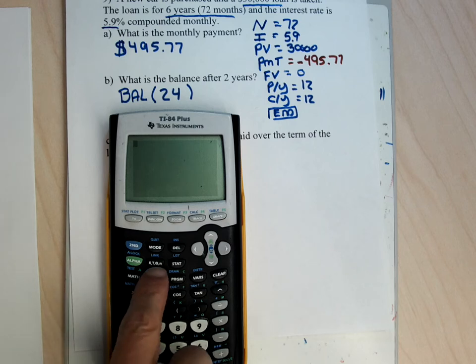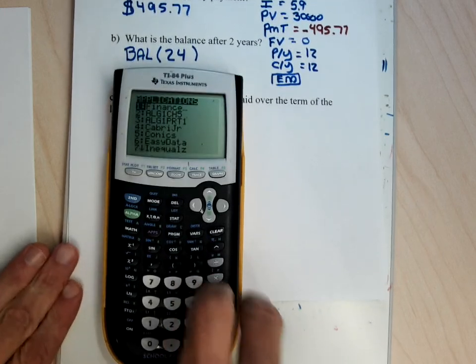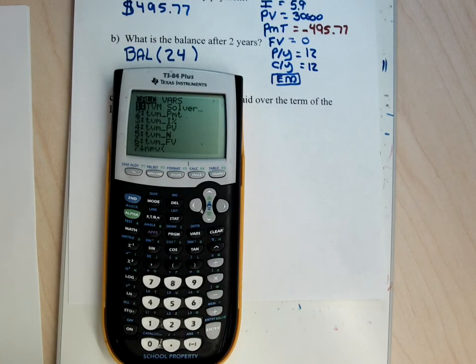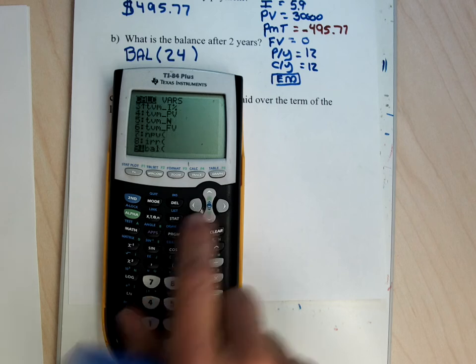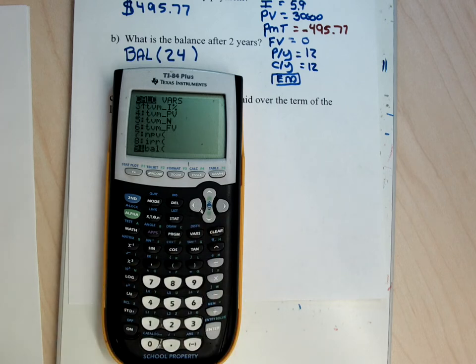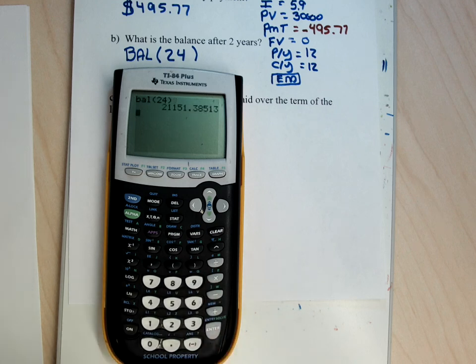Then I'm going to go apps. I'm going to hit enter on finance. And I'm going to arrow down till I find the BAL. Once I'm at BAL, I'm going to hit enter. And BAL is going to come on my main screen. Now I'm going to type in 24 and then parentheses. And then it'll give me my answer.